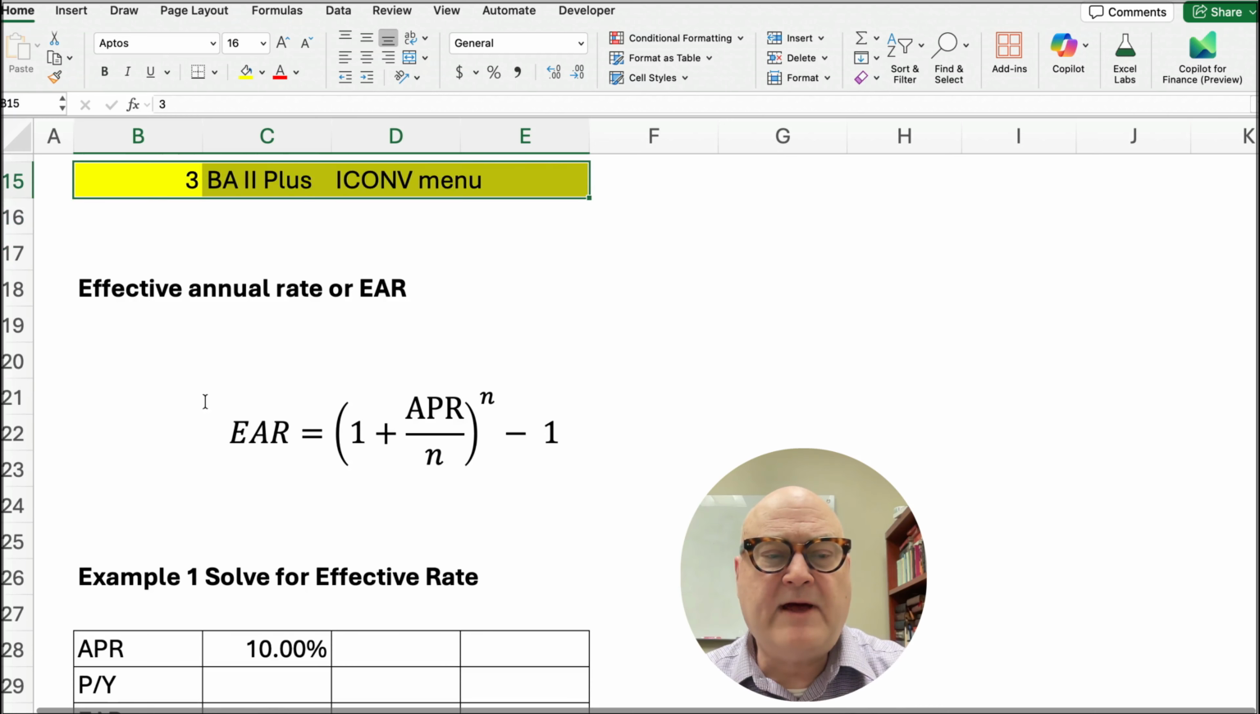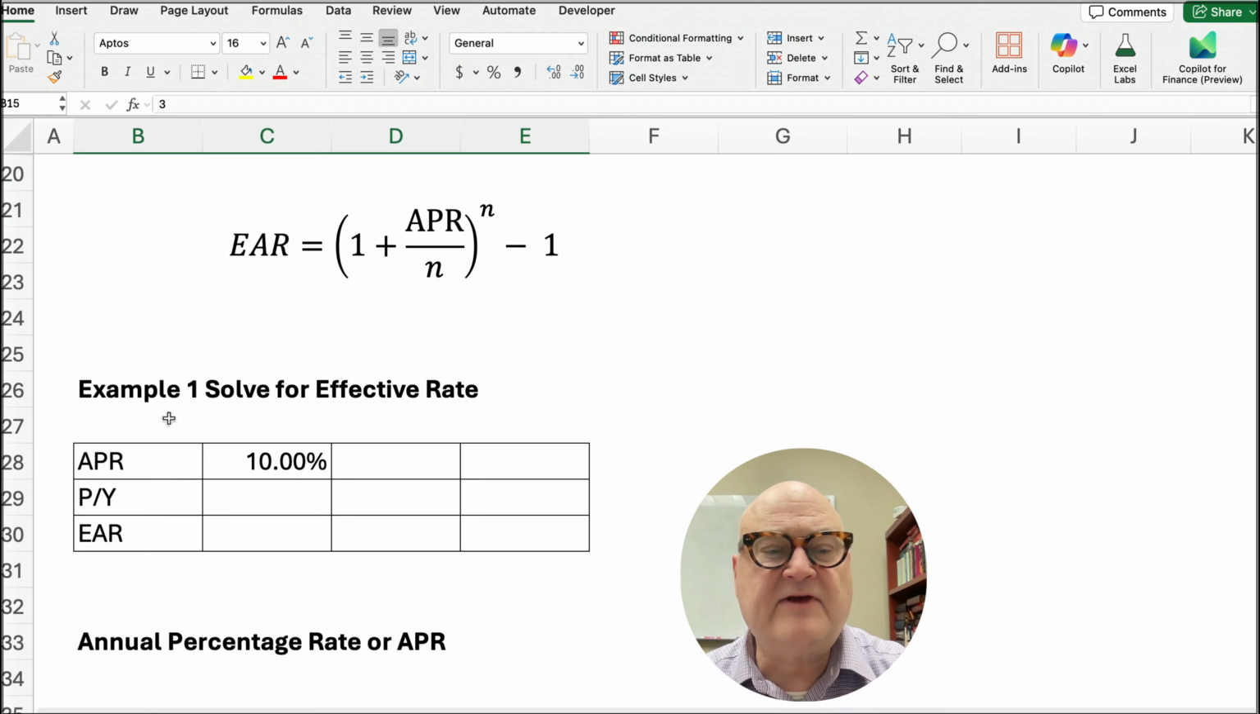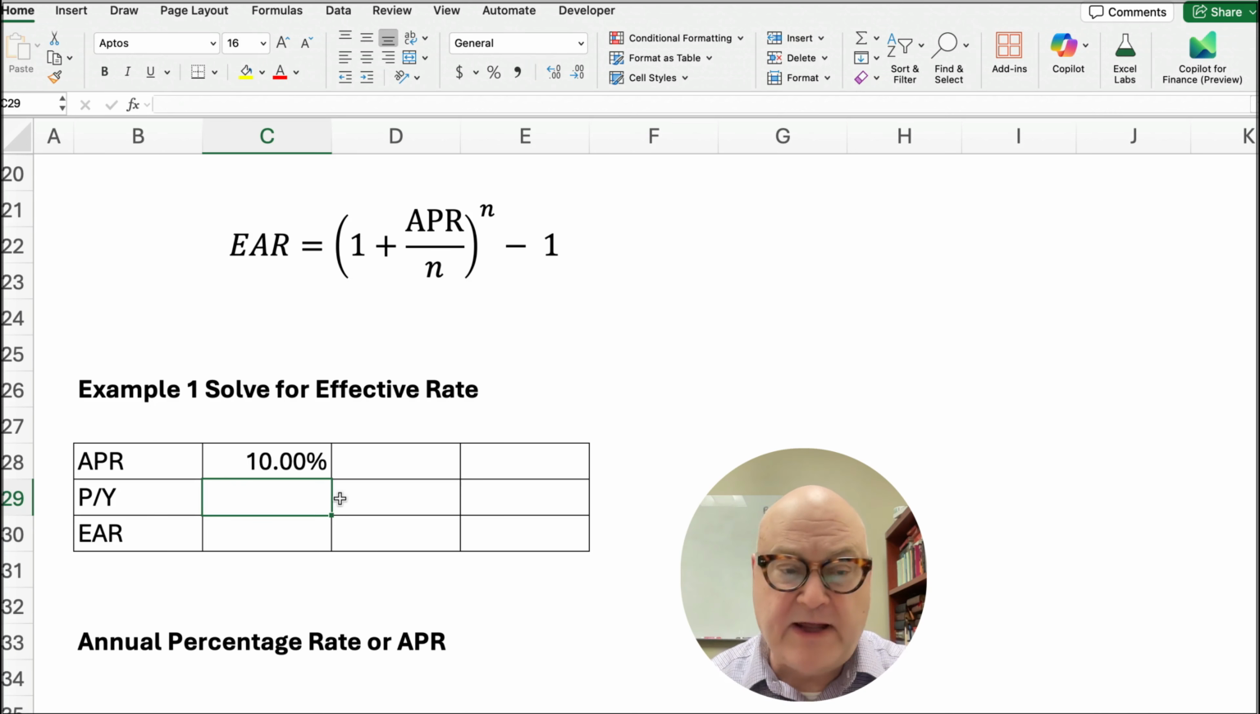Now, what about the effective annual rate? Here's the formula. We need to know the APR and the compounding frequency, which is N, and so (1 plus APR over N) to the Nth power, minus 1, and that's how it would work. So let's do this. Let's solve for a 10% rate compounded one time a year. Well, that's going to be 10%, but let's show you how to do this.